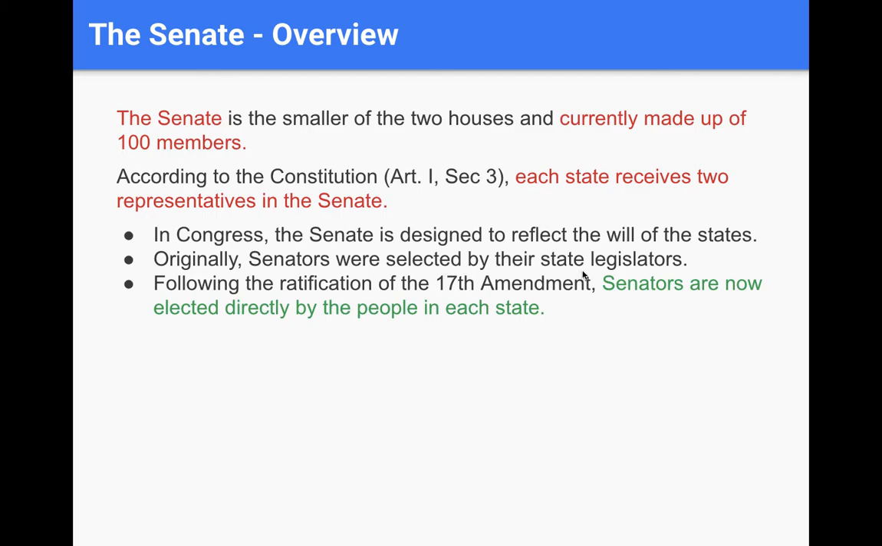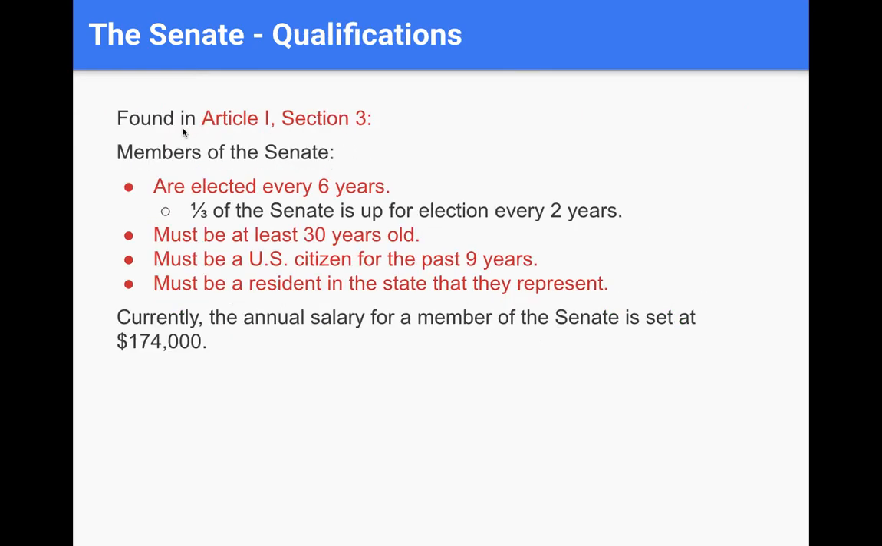Originally, senators were elected by their state legislatures, but now, after the 17th Amendment, senators are elected directly by the people. So we vote on senators. They go in cycles. So a senator serves a 6-year term, right? So they serve a 6-year term, but only about a third of the Senate is up for re-election every 2 years. So the way that works out is you tend to have senators.